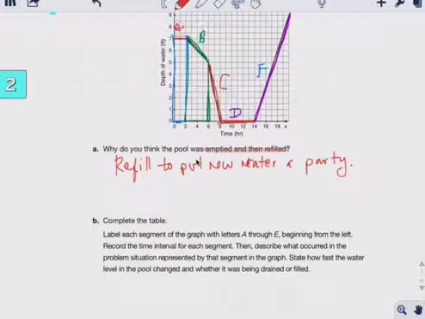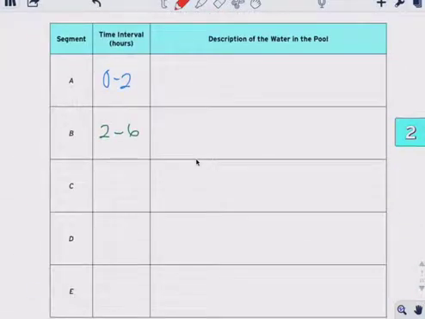From here, it's 6 to 8, right there. 6 to 8. 8 hours.